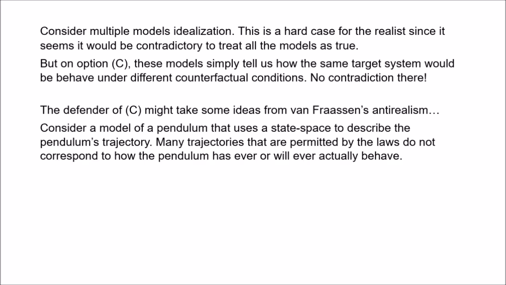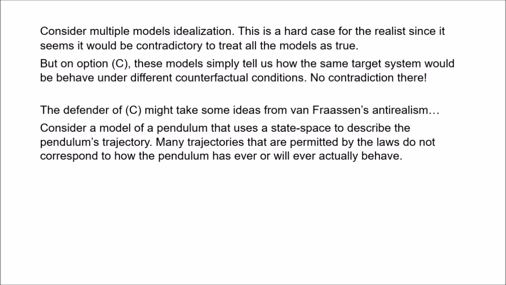He gives the example of a model of a pendulum that uses a state space to describe the pendulum's trajectory. Many of the trajectories through the state space that are permitted by the laws of physics will not correspond to how the pendulum has ever or will ever actually behave. They're merely possible trajectories. So, we might say we can specify the relation between the length of the pendulum and the period of the pendulum. But then some of those possible lengths, the pendulum never actually has that length, right? So that doesn't correspond to how the pendulum has ever or will ever behave, even though it's permitted by the laws of physics and so is described by the model.